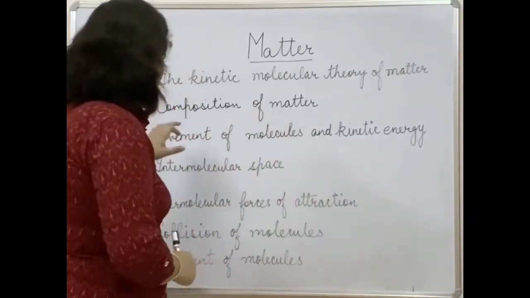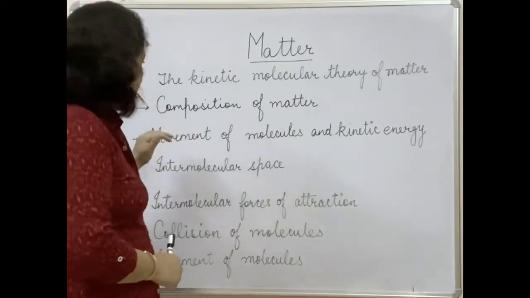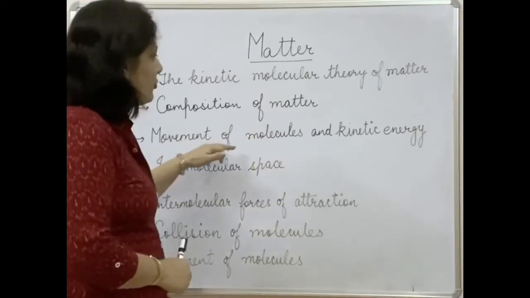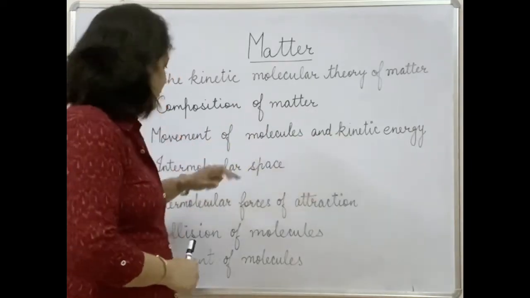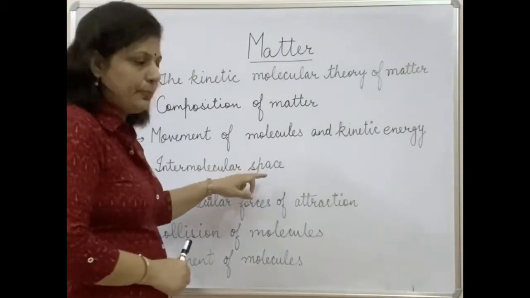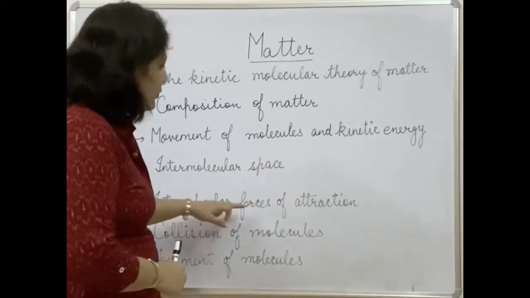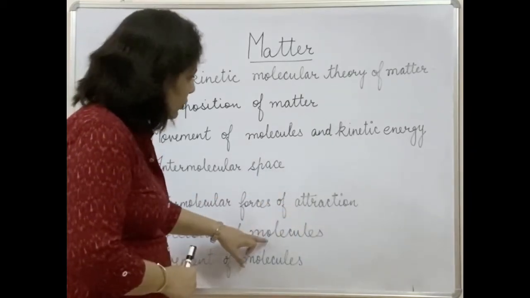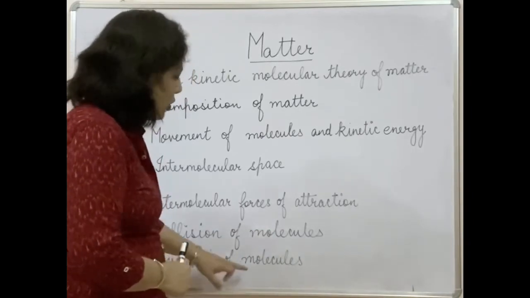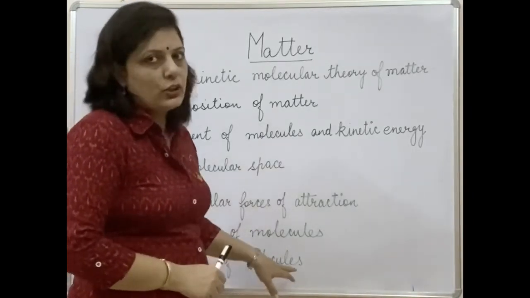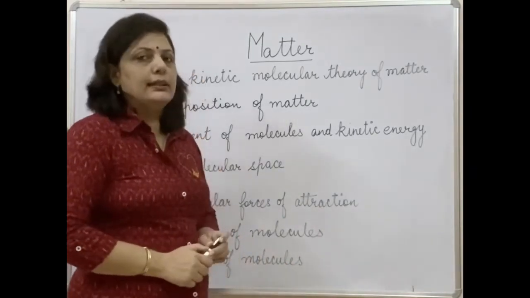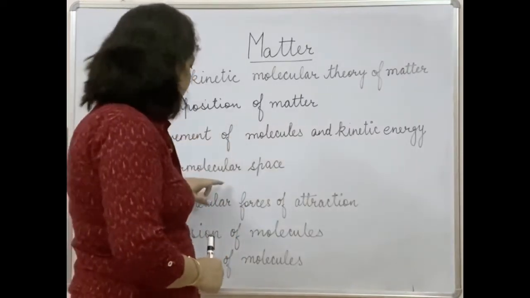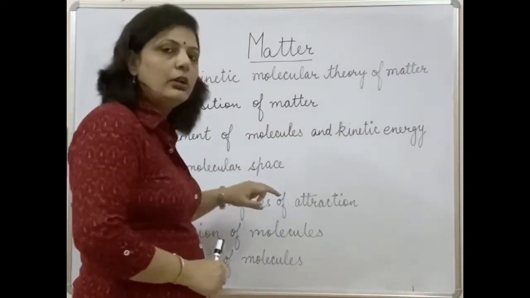So these are the main postulates. I have written 6 postulates here. The first one is composition of matter. Second is movement of molecules and kinetic energy. Third is intermolecular space. Fourth is intermolecular forces of attraction. Next is collision of molecules. And at last I have written movement of molecules in the states of matter. So let us discuss these postulates in detail. What do we mean by each postulate and how does it help in understanding matter?